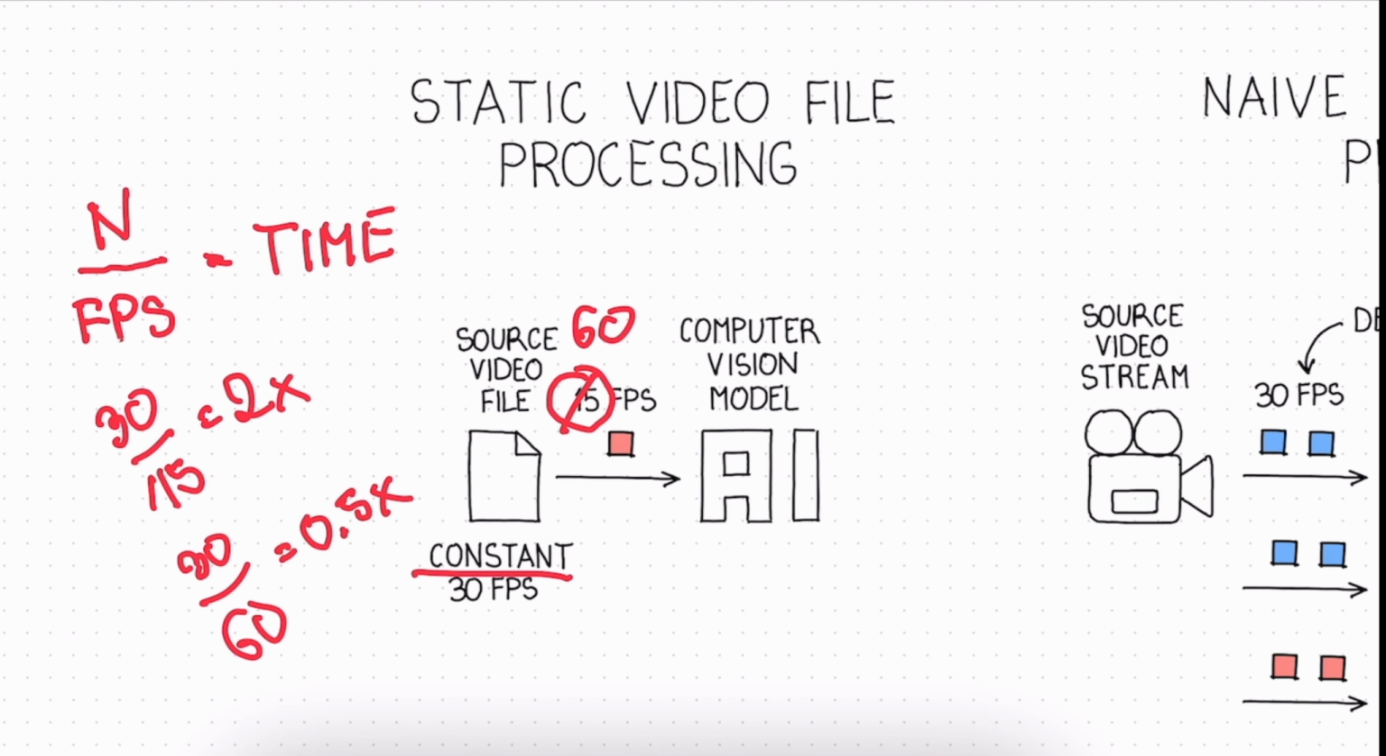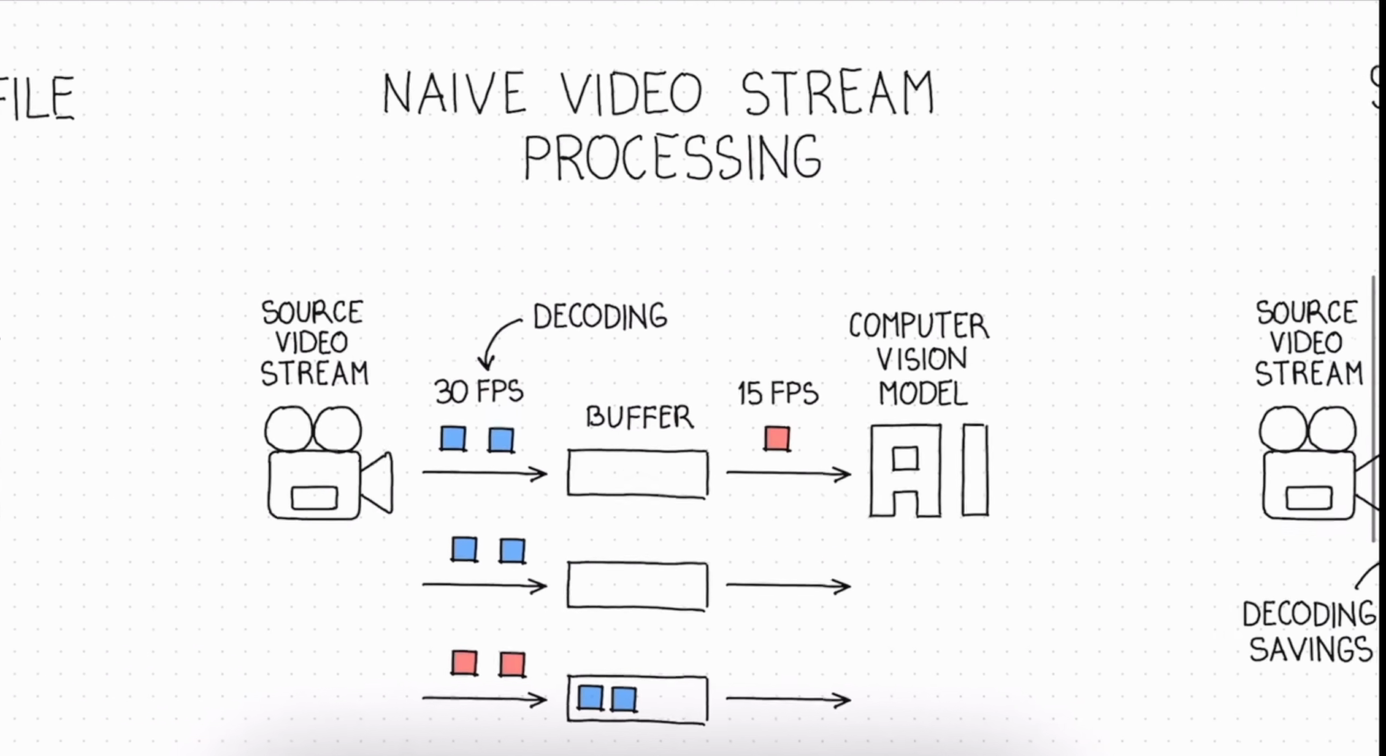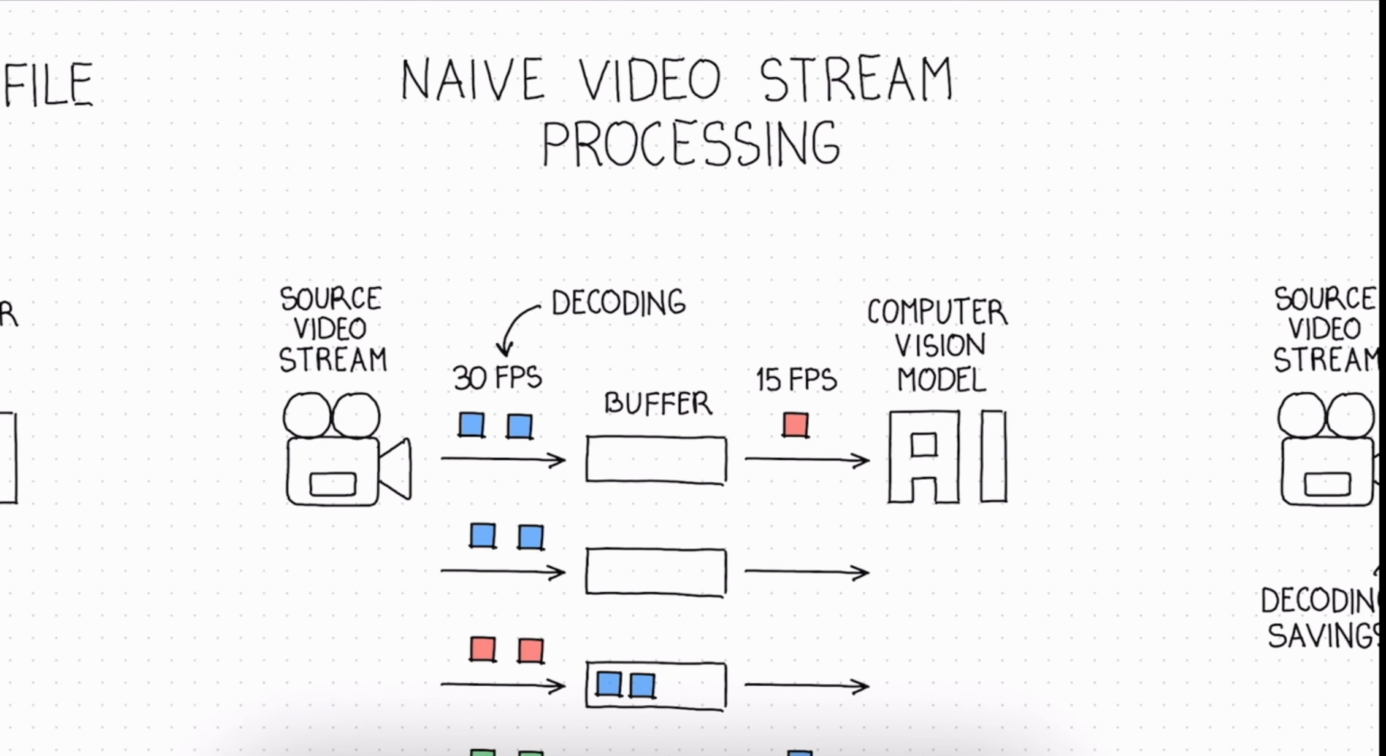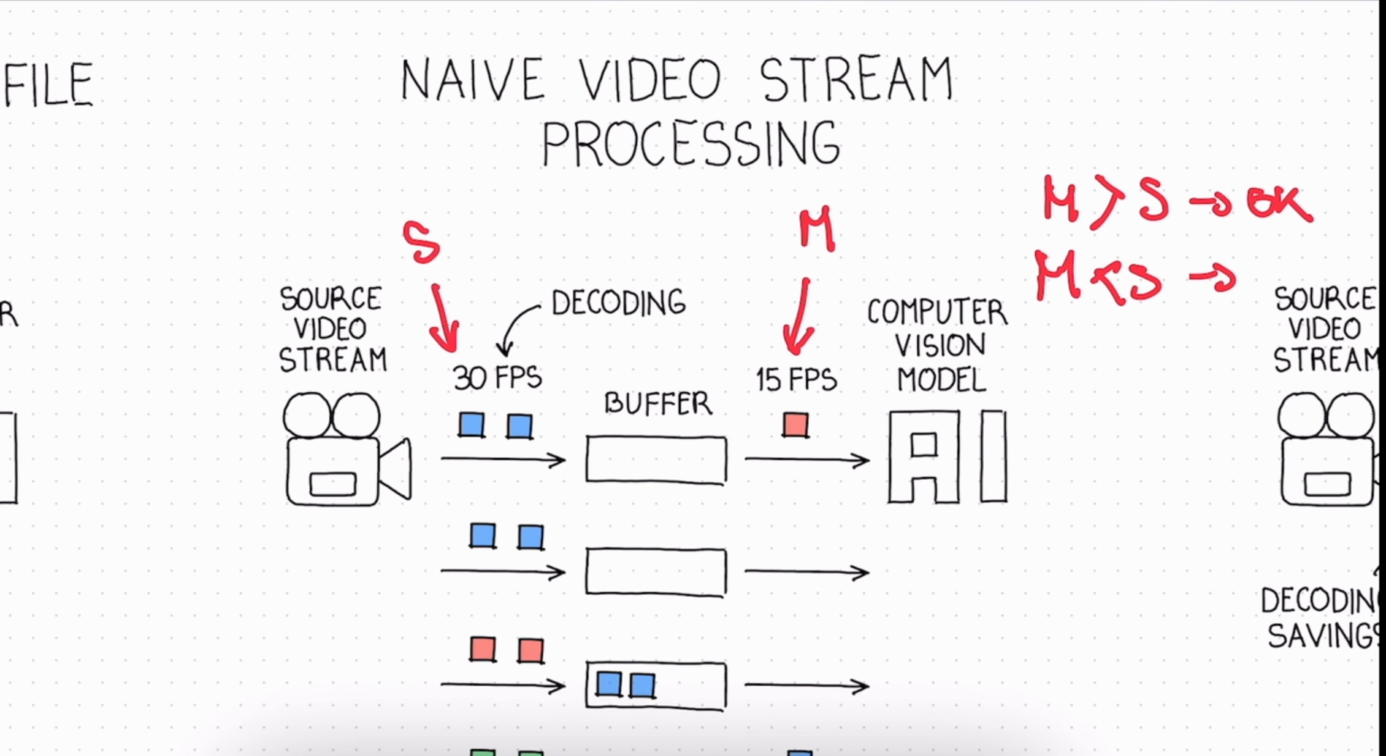Now, let's talk about streams. Here the situation is much more complex. There are two FPS values that we need to consider: the FPS of the stream and the FPS of the model. If the FPS of the model is higher than the FPS of the stream, everything is fine. Our processing speed is simply bound by the stream's FPS. However, if our model runs slower than the stream, then we have a problem.